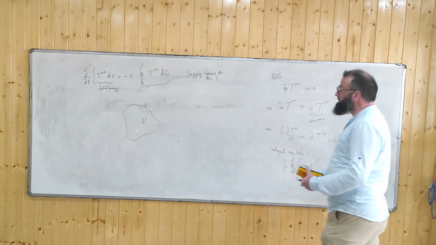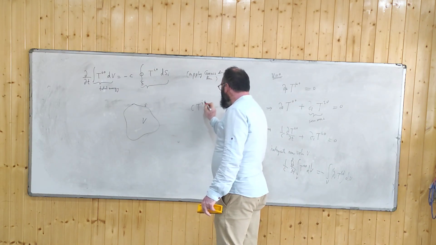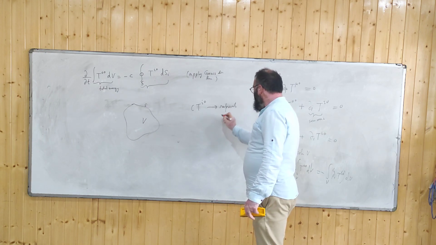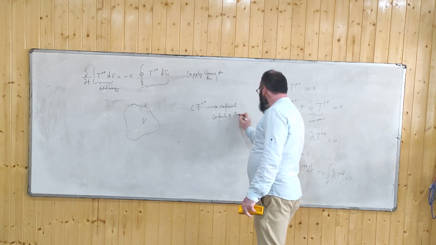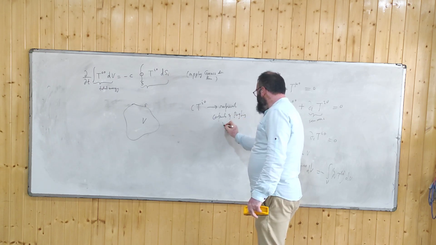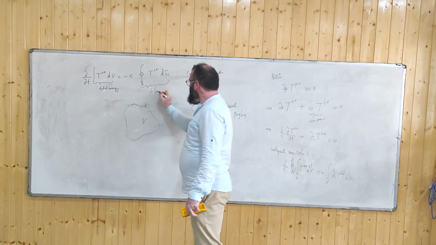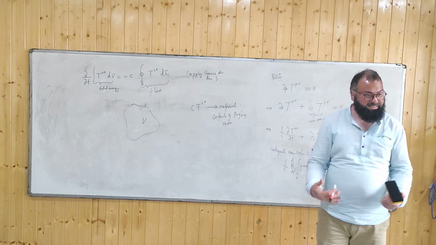So this C times Ti0 should represent the components of the Poynting vector, because this will represent simply the flux. Clear? The flux through the surface S.